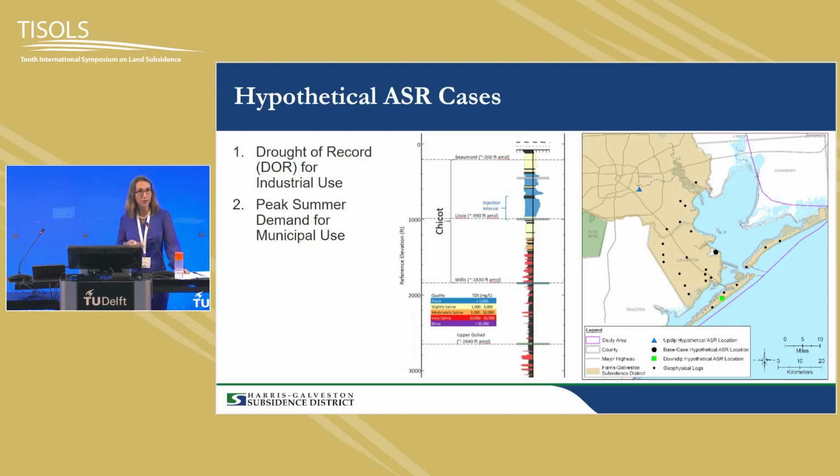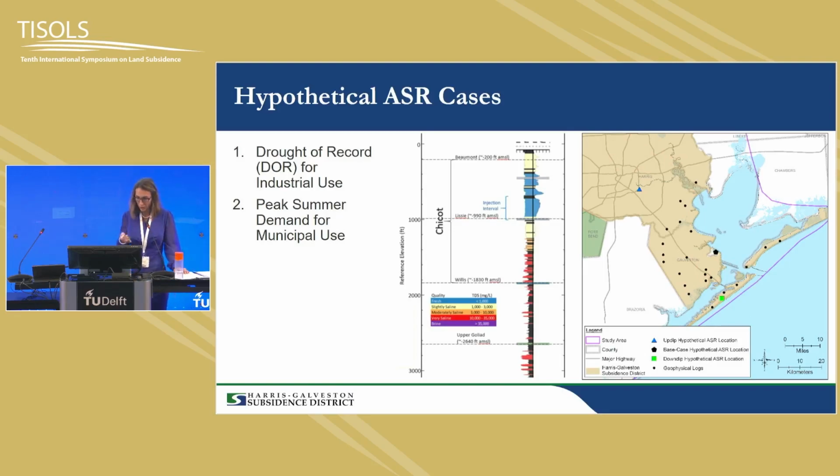The other scenario that we looked at was peak summer demand for municipal users. So we used peak potable water demand and projections from a large regional water supply project to estimate peak conditions, which are about 1.4 times an average demand. We selected 3 potential locations as shown on the map with this blue triangle, this kind of black hexagon, and then that green square at the bottom right in Galveston Island.